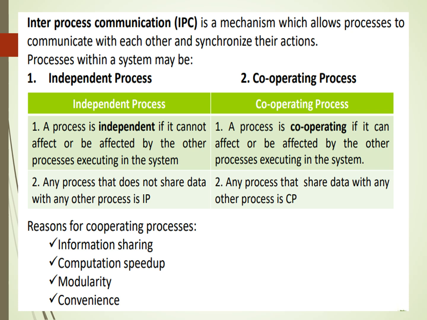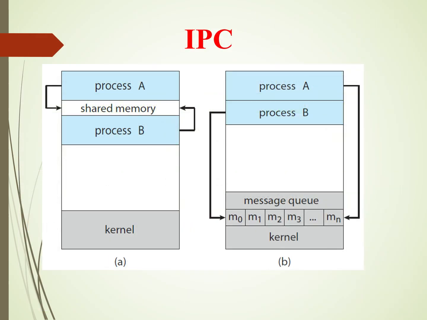So if it is an independent process, then no message sharing will happen between them. Whereas in cooperative process, both the processes have to be synchronized, so we have to enable some communication and some synchronization between the processes. If I go with cooperative process, then I can achieve information sharing, computational speed up, modularity, and convenience.